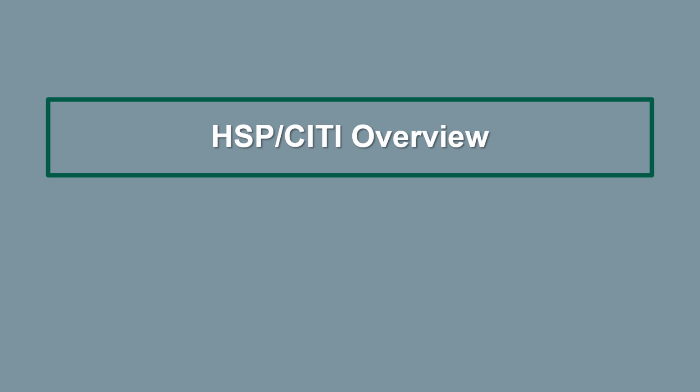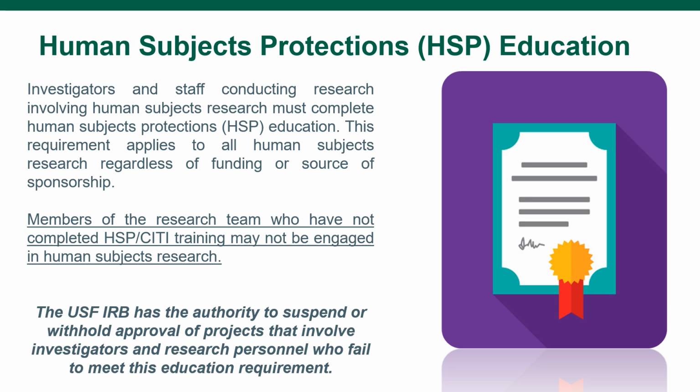All right, now let's dig into HSP or CITI training. Investigators and staff conducting research involving human subjects must complete human subjects protection, which is HSP education. This requirement applies to all human subjects research regardless of funding or source of sponsorship. Members of the research team who have not completed HSP or CITI training may not be engaged in human subjects research. Also, the IRB has the authority to suspend or withhold approval of projects that involve investigators and research personnel who fail to meet this education requirement.